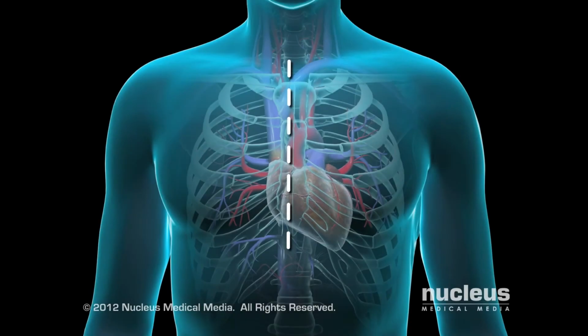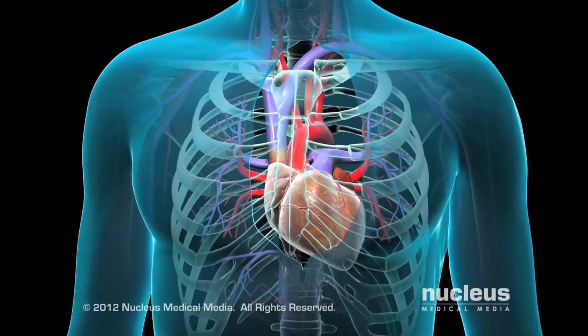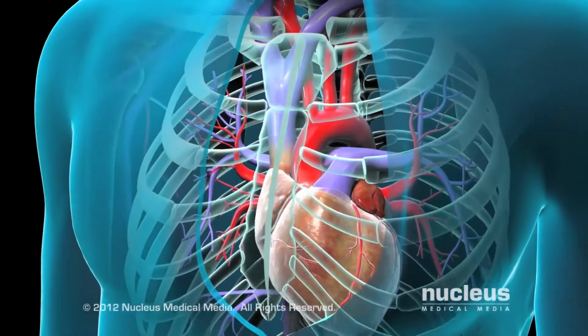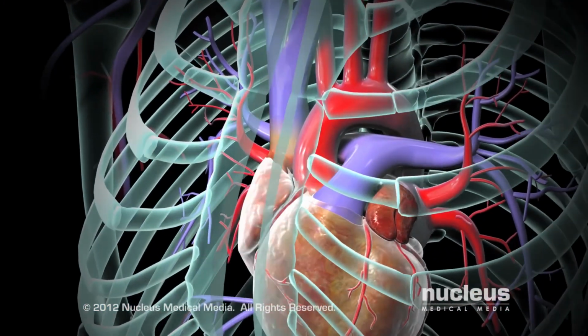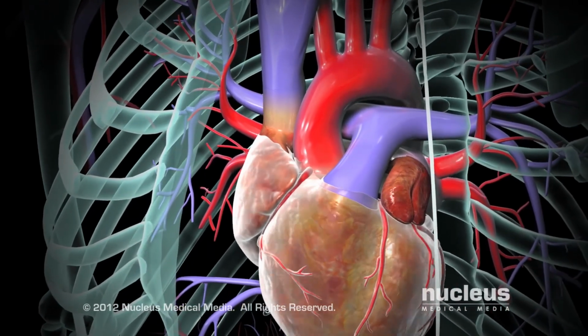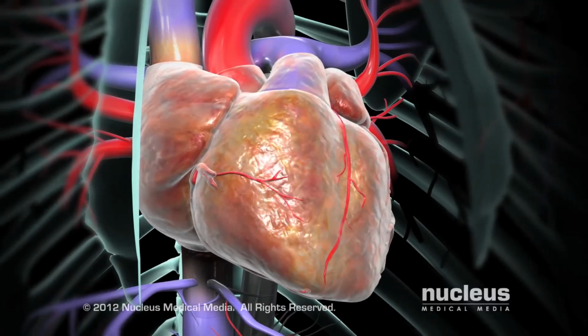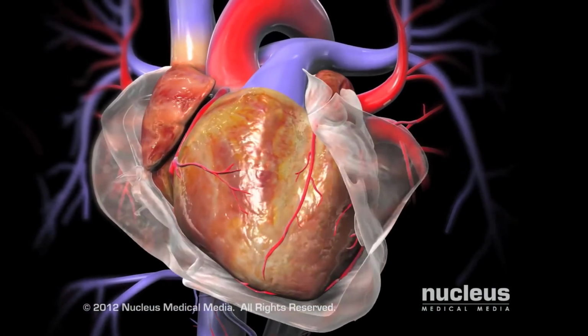Once the anesthesia takes effect, your surgeon will begin by making an incision in the chest. The traditional incision is made in the middle of the chest, overlying the breastbone or sternum. The surgeon then separates the sternum to expose the pericardium, which is a protective membrane encircling the heart. Your surgeon will then open the pericardium to expose the heart.